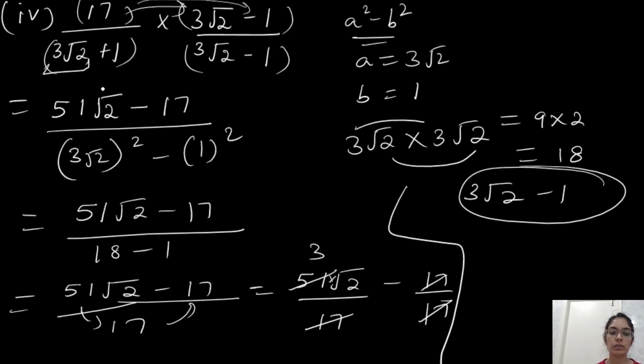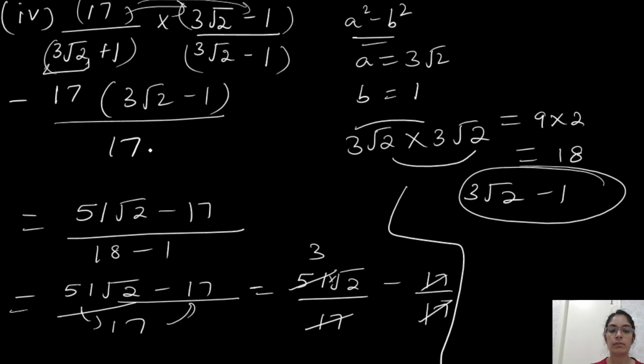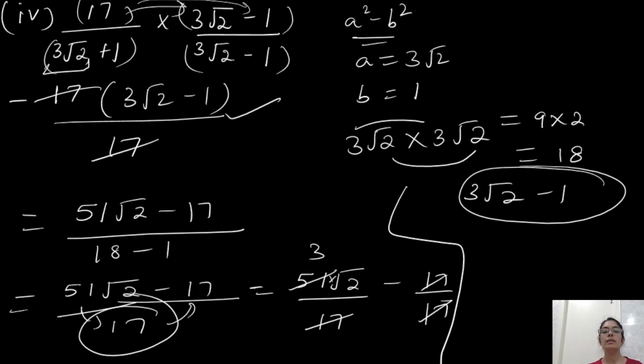So directly also, if you don't multiply in this question, I'll just show you here. This thing will become 17 into 3 root 2 minus 1 by 17. Here I have shown you how this 17 and 17 we can directly cancel also, and we'll be getting the same answer only. So both ways you can do. Okay, let's do the next question now. So what is the next question?